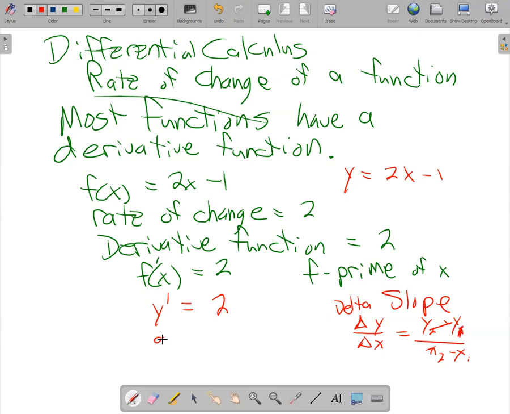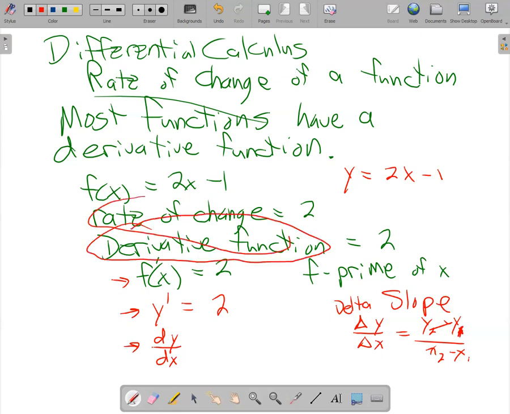And the deltas turn into d's. So you might see the notation dy over dx. Each one of these, f prime, y prime, or dy dx, means we're talking about the derivative function, the rate of change of the original function. I'm going to use each of those notations most days in the future. No matter what, in this case, the rate of change function is just 2. That's it, because the slope of this graph is always 2, right?